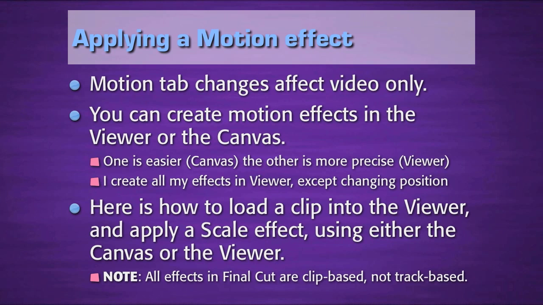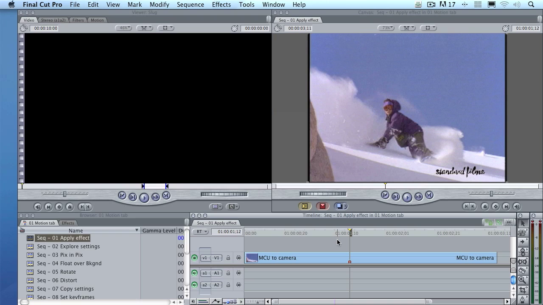Which means that if you want to have the same effect apply to more than one clip, then you need to create the effect for one clip and then apply it to all the other clips. I'll show you how we can do this easily inside Final Cut in about 20 minutes. Here's a clip. And what I want to do is I just simply want to change the clip's size.